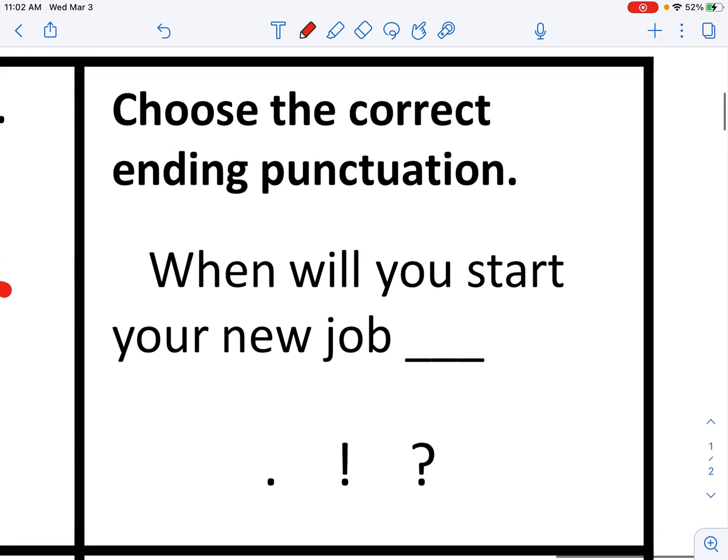Choose the correct ending punctuation. When will you start your new job? Well, I can see that this sentence starts with a question word. When, who, what, where, why. Those are all question words. So I know that I should have a question mark at the end.